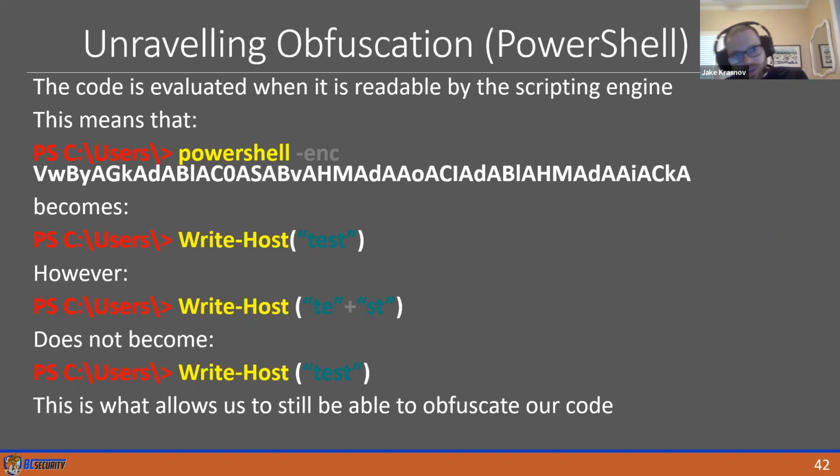When we pass in base64 encoded PowerShell, that can't be read by the compiler. So when it gets sent over to AMSI, it will be undone from that base64 encoded code to Write-Host test. But if we do some concatenation of a string, Write-Host te plus st does not become Write-Host test in the logs, because that is readable by the compiler. This is what allows us to still obfuscate a lot of our code against AMSI and other means of static detection at runtime: as long as we can make it readable by the machine, it can't necessarily be undone further from there by automated tools.